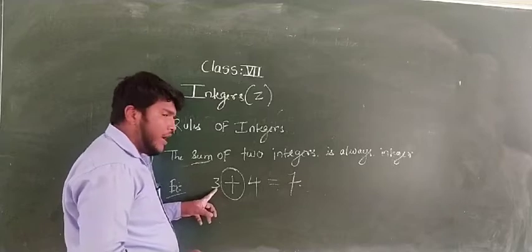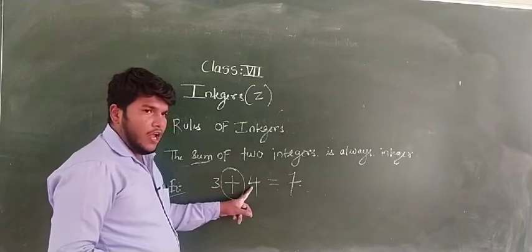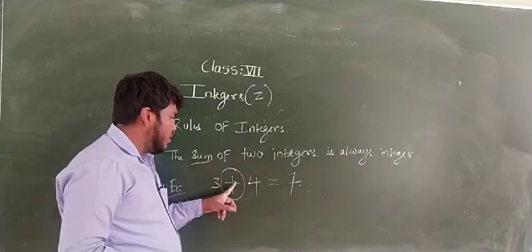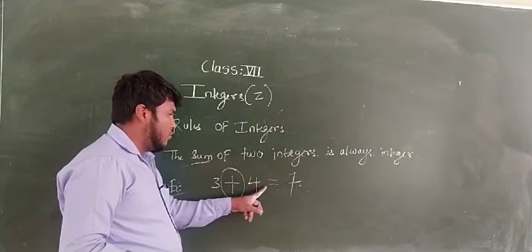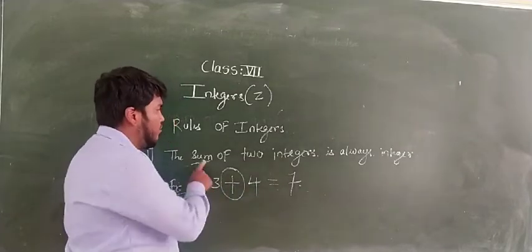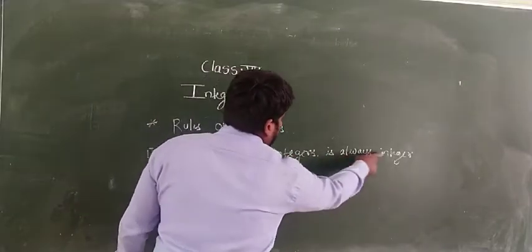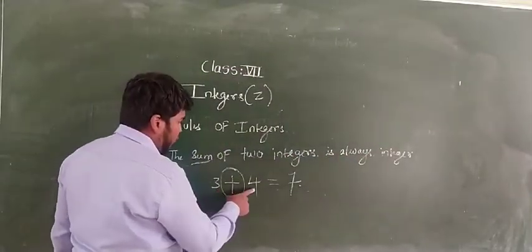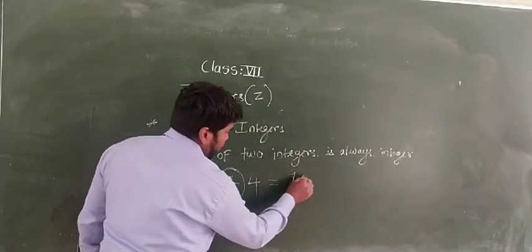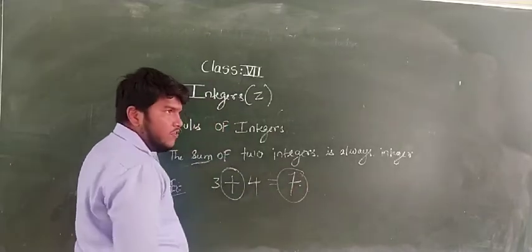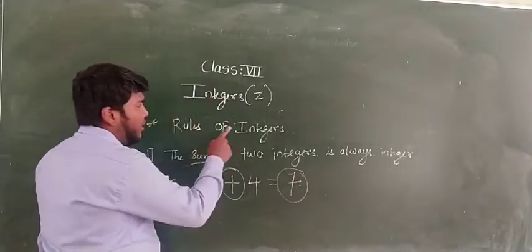The first rule says the sum of two integers is always an integer. First integer I have taken as 3, second integer as 4. Sum means the plus sign, so 3 plus 4 equals 7. So the sum of two integers is always an integer. This is rule 1 for the integers.